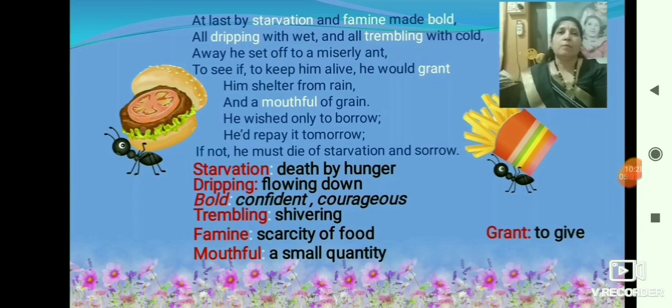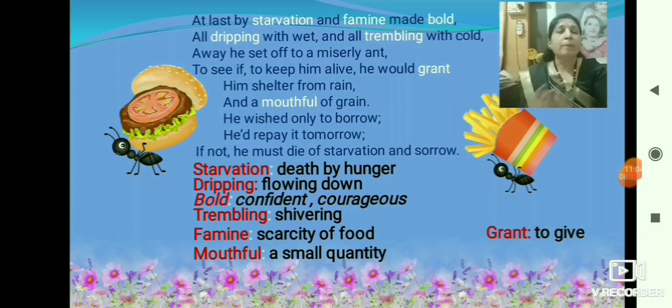At last, by starvation. At last, by starvation means what? Death by hunger. Death by hunger means भूख से मर रहा था वो. Okay, so at last by starvation and the famine. Famine means what? Famine means a scarcity of food, a lack of food. At last by starvation means bhuk mari se, and famine means a scarcity of food. Nowhere he found that food.